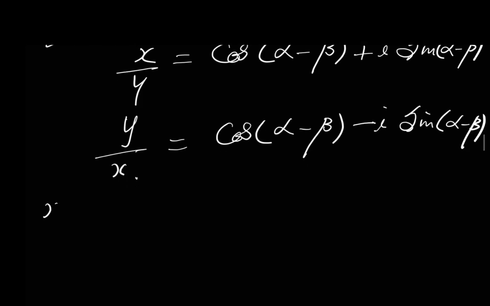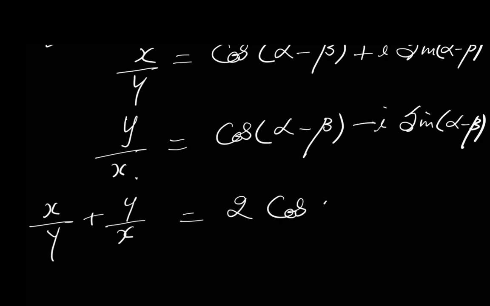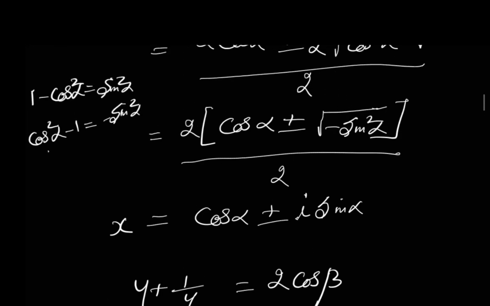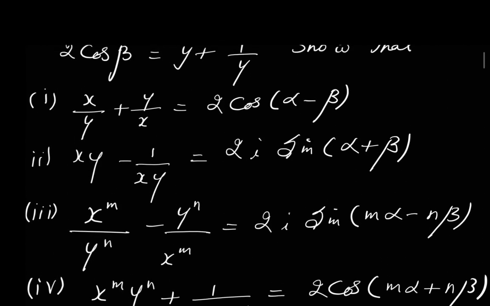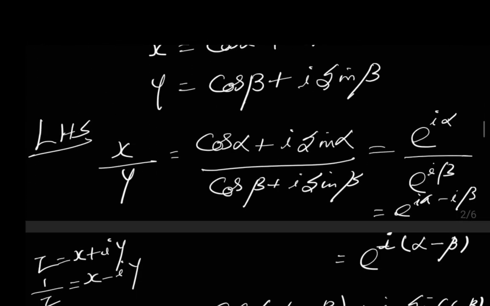Now I have to add this, x by y plus y by x. You add this, you will get 2 cos of alpha minus beta, and these two terms get cancelled. So this is the proof part of the first sum here. Take the next sum, the proving part.